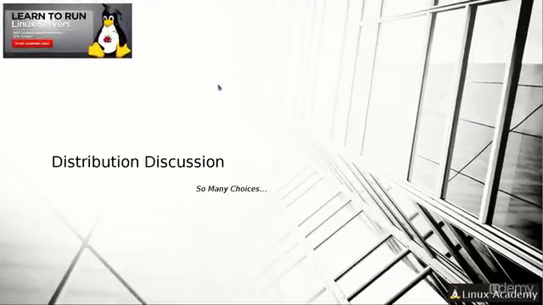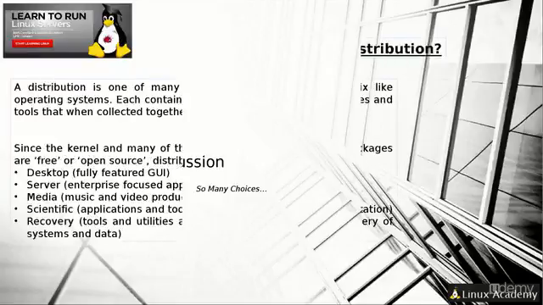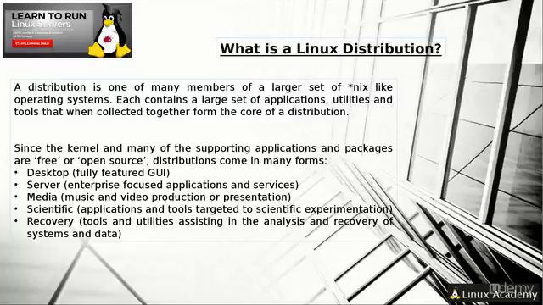So now we're going to talk about distributions. There's little confusion as to what a distribution is exactly and what qualifies as a distribution. There are a lot of choices, so let's talk about what a distribution is. Quite simply, a distribution is one of many members of a larger set of NIX-like or Unix-like operating systems. Each of the distributions contain a large set of applications, utilities, and tools that, when we collect them together, form the core of the distribution.